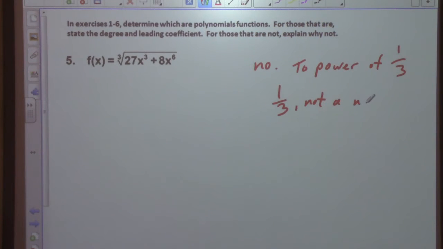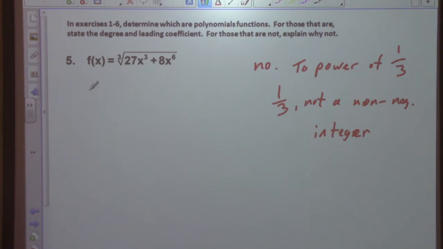a non-negative integer. Wait, where'd you get 1/3 from? That's how you rewrite cube root. So that's to the power of 1/3. This cube root means to the power of 1/3. So that's why. It's not a non-negative integer. In fact, it's not even an integer, right?